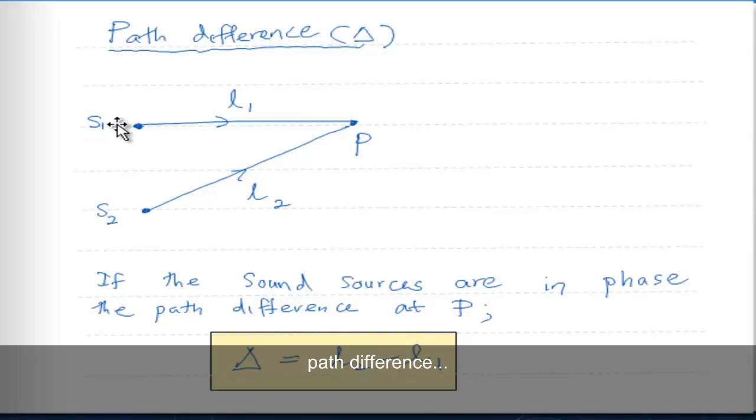Let's assume that we have two sound sources S1 and S2, and P is a point in space, and P is at distance L1 from S1, and at the same time distance L2 from S2. When two sound waves interfere at point P, which are coming from sources S1 and S2, and they travel two different distances, and if we assume that the two sound sources are in phase, then the path difference delta is L2 minus L1, basically the difference between the two distances.